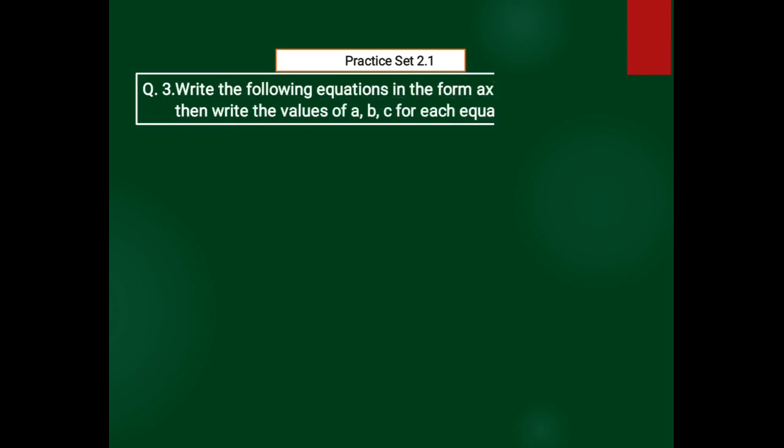In the first part, we solved questions first and second from practice set 2.1. So today we take the next question, question third. Write the following equations in the form ax square plus bx plus c equals to 0. That means we have to write the equation in the general form, then write the value of a, b, c for each equation. That means we have to find the values of the real numbers.